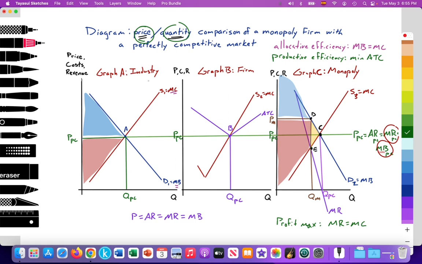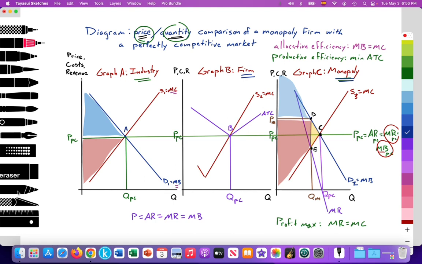And in the second video, we looked at the industry and the monopoly, and we had those two side by side, looking at the differences in price and quantity as well as allocative efficiency. And in this particular video, we're going to look at the individual firm graphed next to a monopolist, and again, looking at differences in quantity of output, price, and so on.